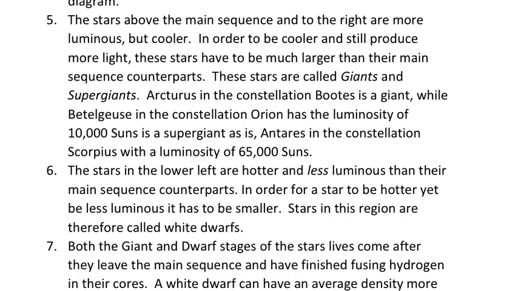In order for a star to be hotter and less luminous, it has to be smaller, as we were just saying. Both the giant and dwarf stages, that is to say the upper right and the lower left of the HR diagram, come afterwards. Stars move off the main sequence to the upper right, and then they circle around and end up in the lower left.